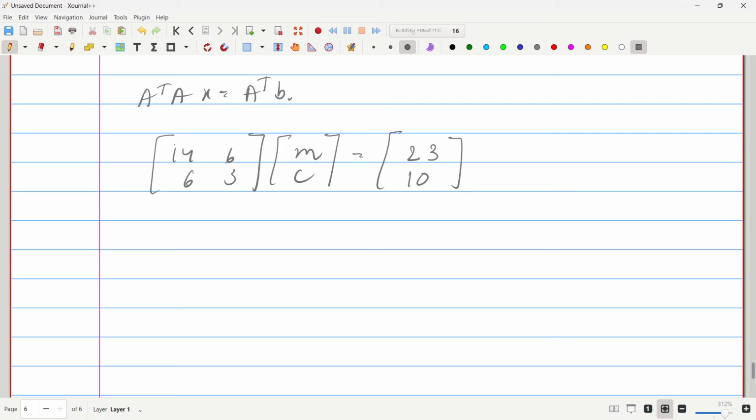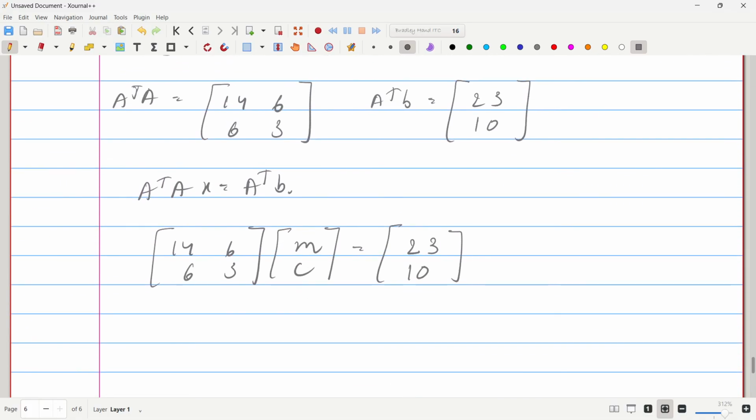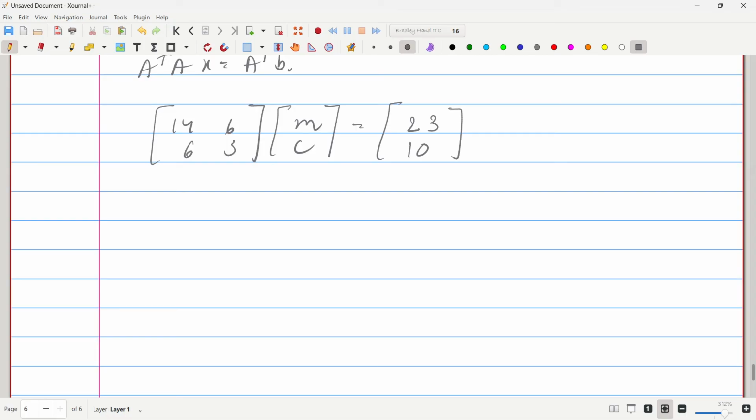Or you can do one thing. You know how to find the inverse of a matrix. Or you can simply say you will get 14m plus 6p is equal to 23, and 6m plus 3c is equal to 10. Now you can solve these equations.